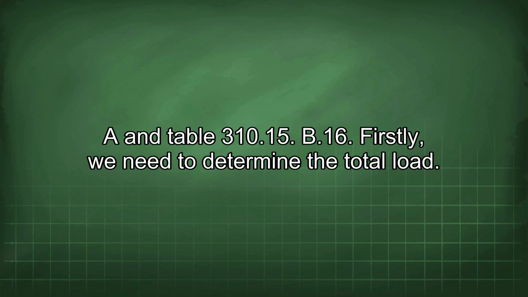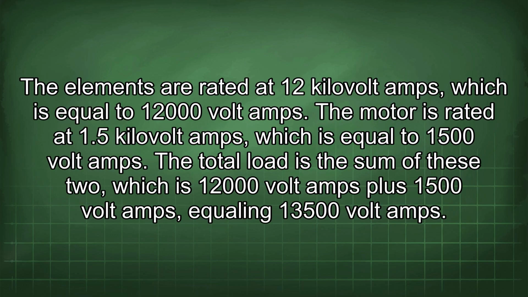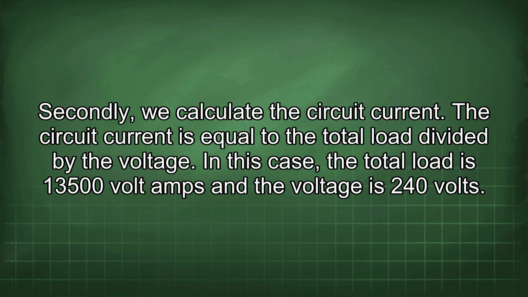Firstly, we need to determine the total load. The elements are rated at 12 kVA, which is equal to 12,000 volt amps. The motor is rated at 1.5 kVA, which is equal to 1500 volt amps. The total load is the sum of these two, which is 12,000 volt amps plus 1500 volt amps, equaling 13,500 volt amps.